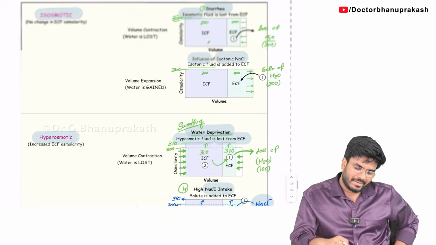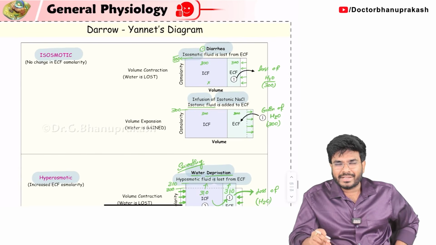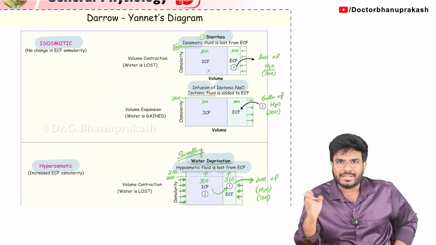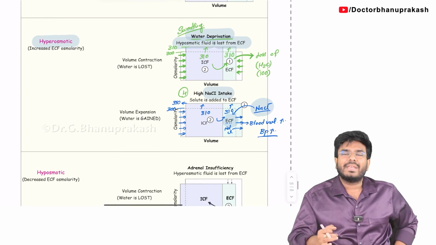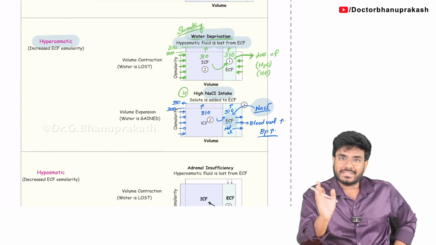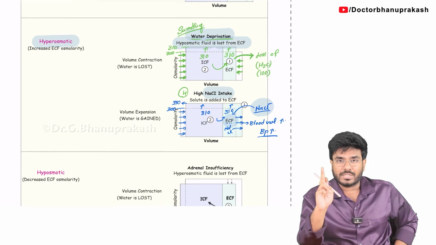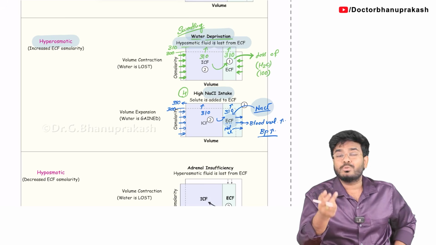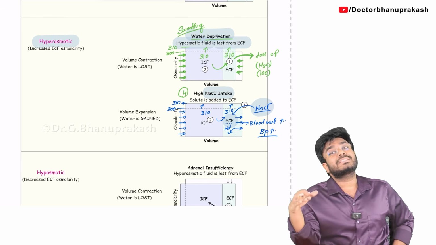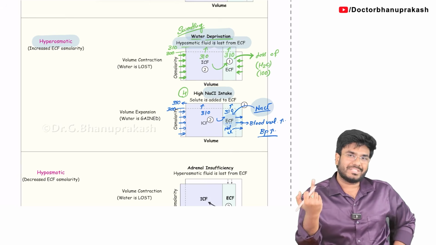So again recap. In a patient with diarrhea, extracellular fluid will decrease. In a patient with isotonic saline infusion, extracellular fluid will increase. In the same way, in a patient who is having water deprivation or sweating, both intracellular fluid and extracellular fluid will decrease with hyperosmotic change. In a patient who is having high sodium chloride diet, intracellular fluid will decrease, but the extracellular fluid will increase with a hyperosmotic change.